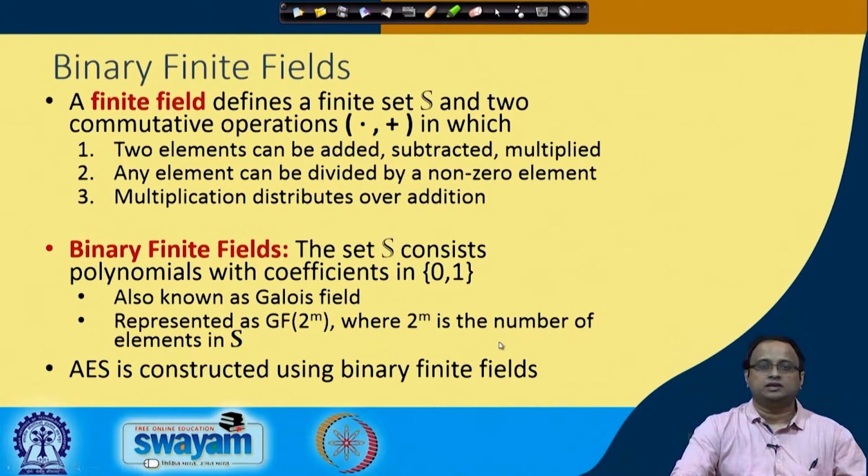As I said, the characteristic can be prime and also it can be 2, in which case the field is often called a binary finite field. A binary finite field, or a finite field with characteristic 2, is where the set consists of polynomials with coefficients in 0 and 1. Here the field is often represented as GF(2^m). As I said, the general extension field is GF(p^m); in this case p is equal to 2, so the representation becomes GF(2^m). 2 to the power m is the order of the field, that means the number of elements in the field.